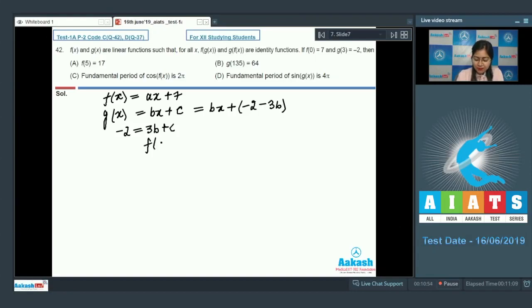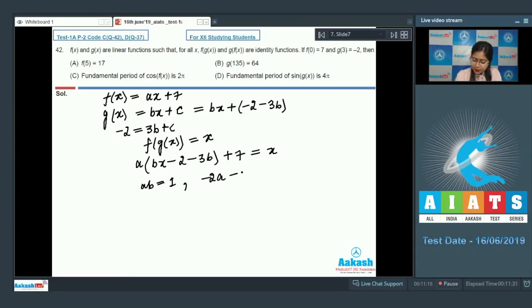Now, it has been given that f of g(x) is equal to x. So, we can say that a into g(x), that is a(bx minus 2 minus 3b) plus 7, is equal to x. So, comparing on both sides, we can say that ab will be equal to 1 and minus 2a minus 3ab plus 7 is equal to 0. So, putting here ab equal to 1, we will get minus 2a minus 3 plus 7 equal to 0. That is minus 2a is equal to minus 4. That is a is equal to 2. So, b will be equal to 1 by 2.